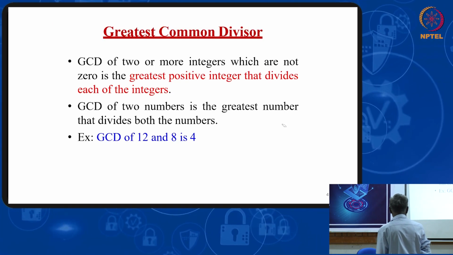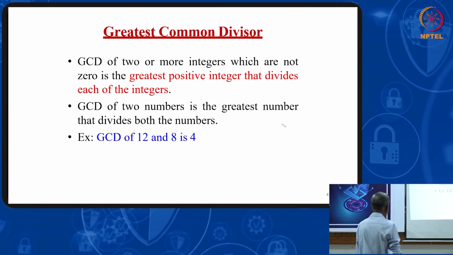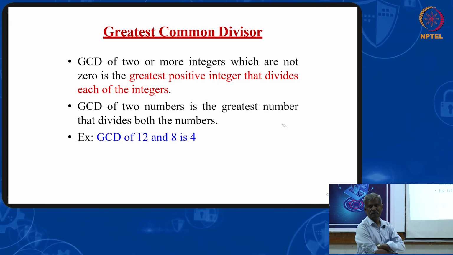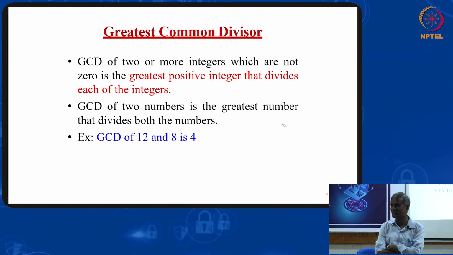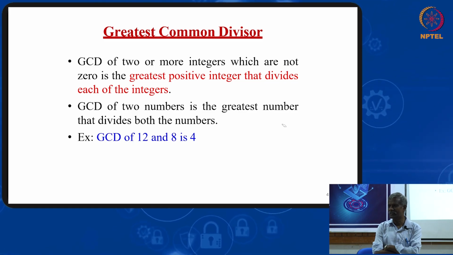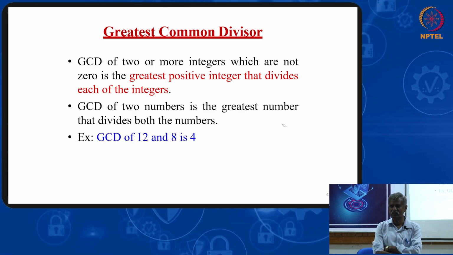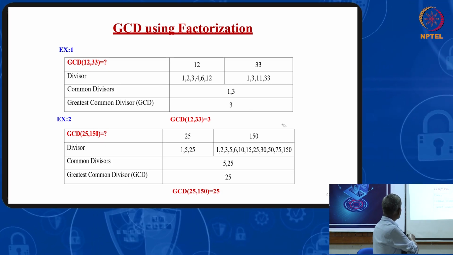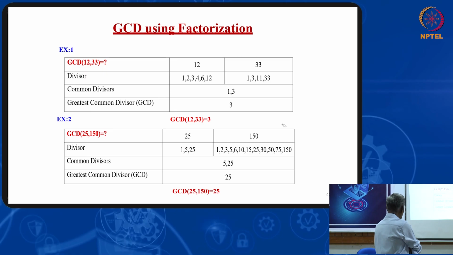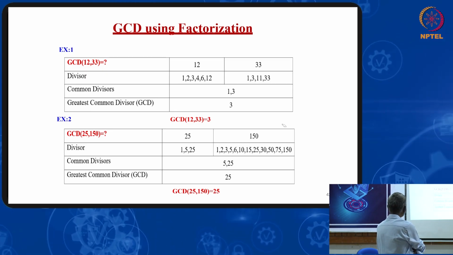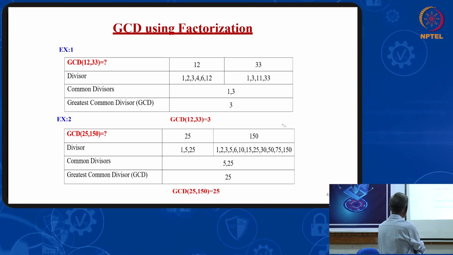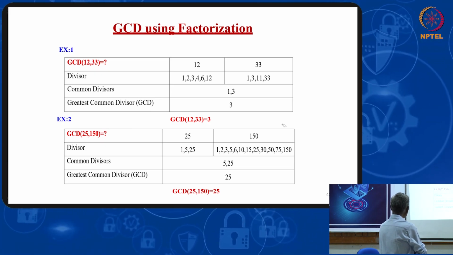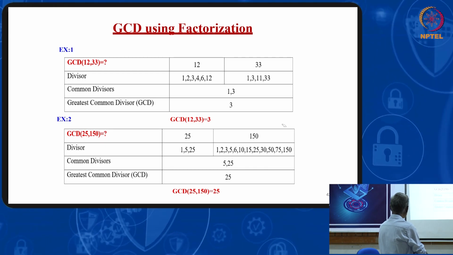The greatest common divisor of two numbers is the greatest positive integer that divides each of the integers. For example, the greatest common divisor between 12 and 8 is 4. Now, how do we find this? You find the divisors of 12 and the divisors of 33. To find the greatest common divisor between 12 and 33, the common divisors are 1 and 3, and the greatest one is the greatest common divisor.